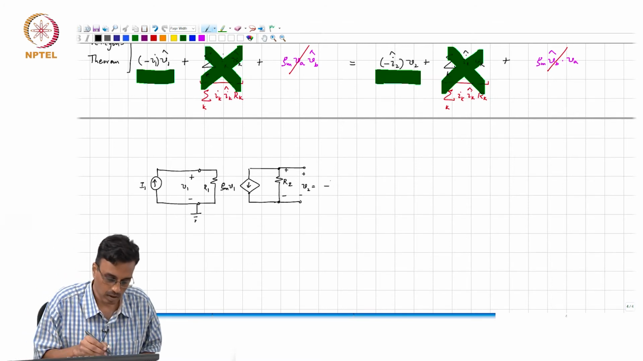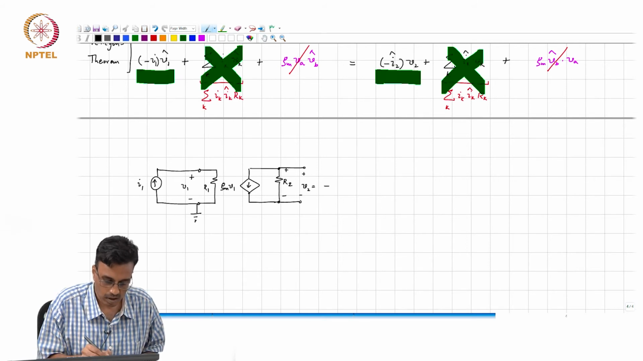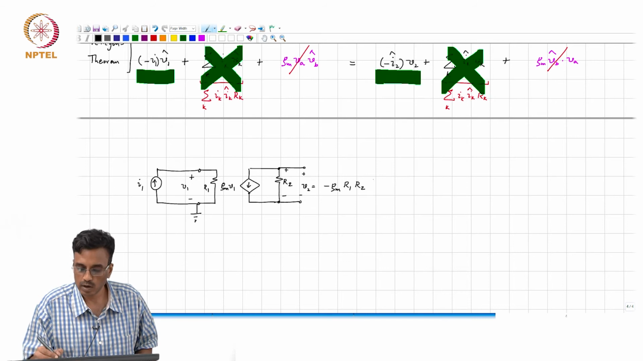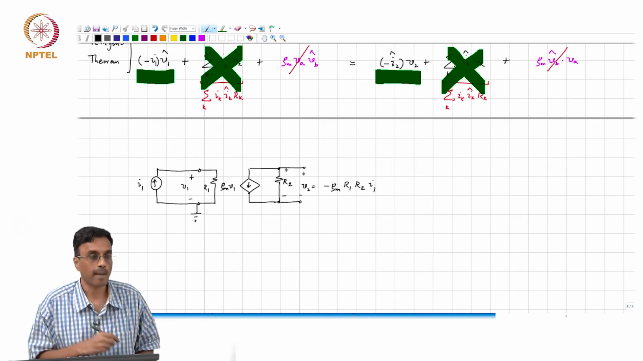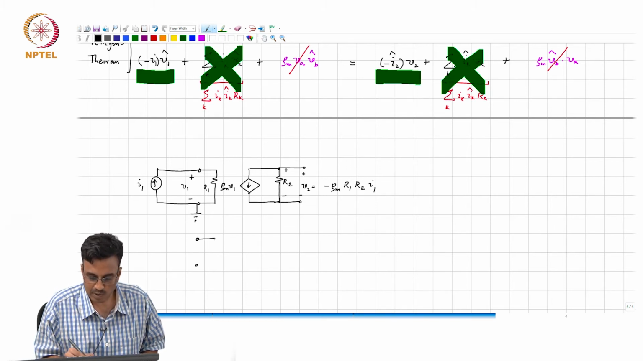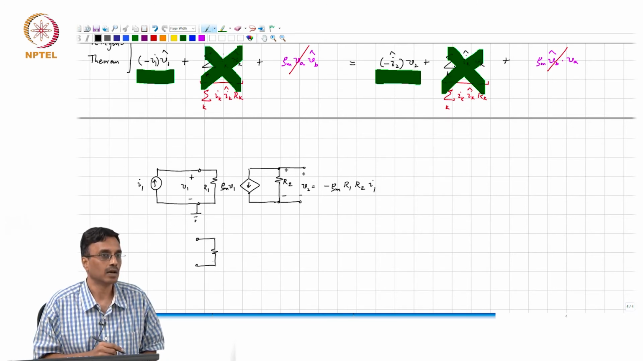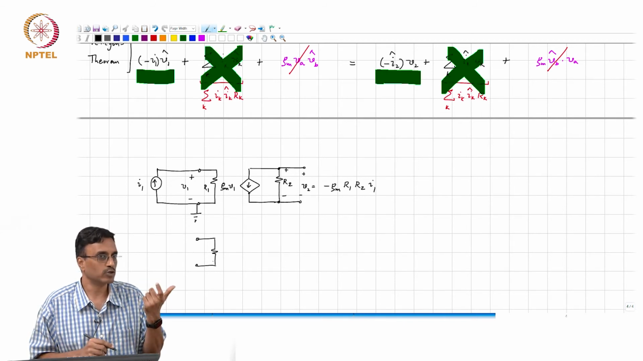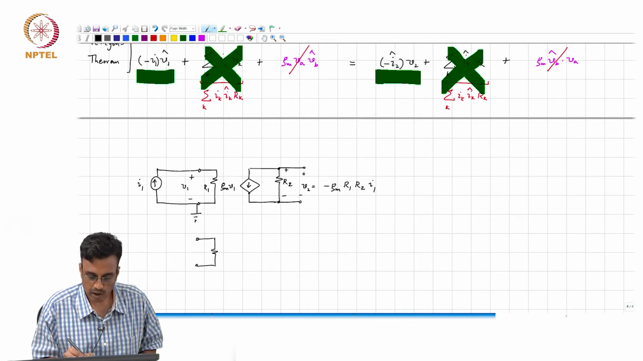Minus Gm R1 R2 into I1. Okay. Now, what am I going to do? I mean basically all the resistors must remain the same. Remember, what did we do for the control source? We just flipped its orientation. So, what should I put here?